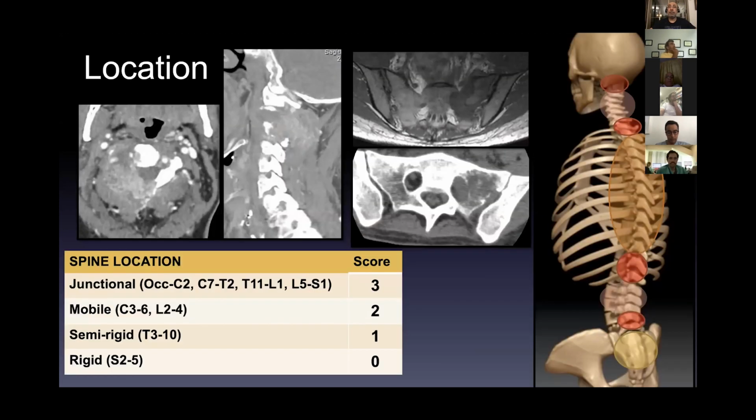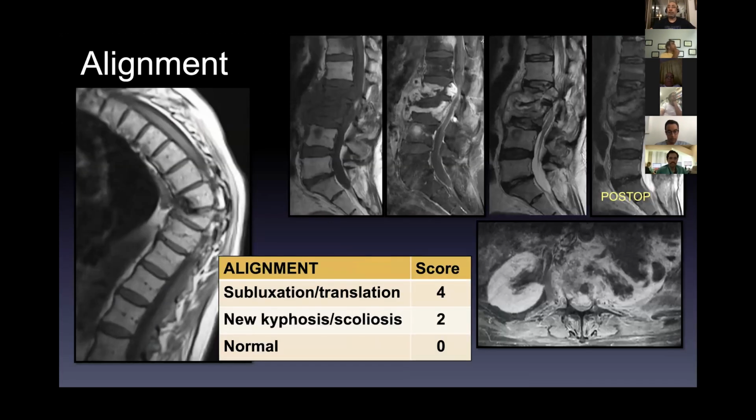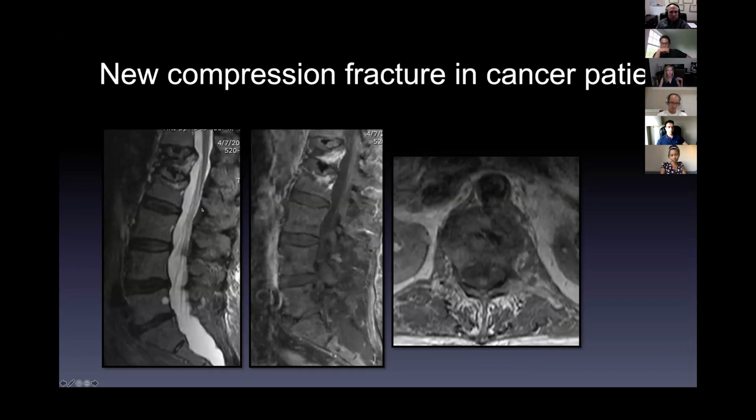And then I showed you that. Let me just quickly go through them. I'm not going to say too much about these. The second category was alignment. Is there already frank subluxation or translation, in which case that's already unstable, that gets 4 points. New kyphosis, like this case, which I think was colon cancer, so that got 2, or is alignment preserved? And I'm not going to say this, I'll save this for another day. What do you do with compression fractures in patients with cancer? Because is it cancer or is it osteoporosis?